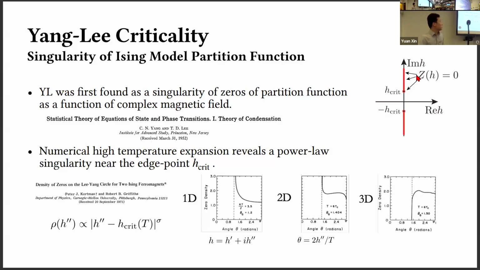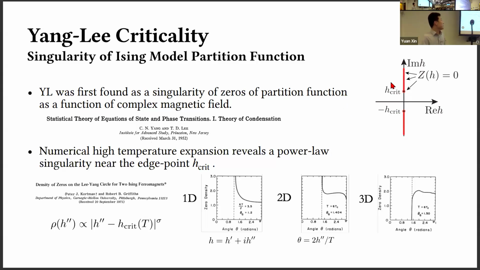So basically, you get 0. And then the point where z is equal to 0 gets more and more dense as you approach this critical coupling, as you approach this critical point. So this point is called the Yang-Lee edge singularity.